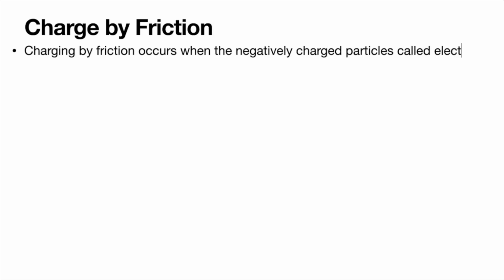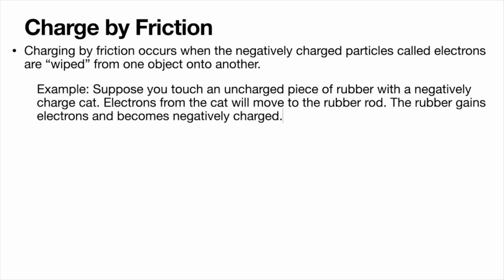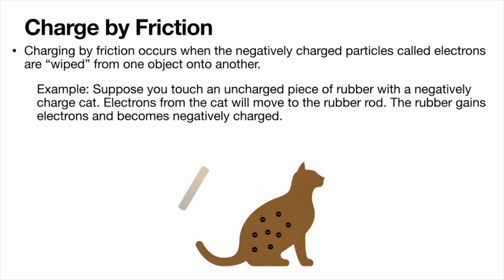Charge by friction. Charging by friction occurs when negatively charged particles called electrons are wiped from one object to another. Example: suppose you touch an uncharged piece of rubber with a negatively charged cat. Electrons from the cat will move to the rubber rod.